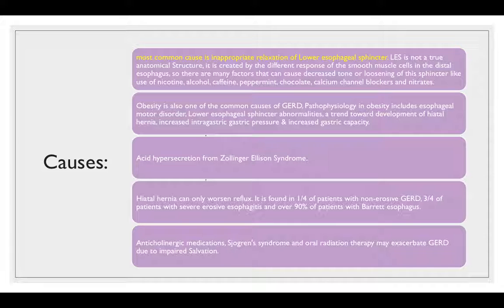Then we have obesity. Obesity is also one of the common causes of GERD. So what is the main pathophysiology behind obesity? If someone is obese, then how is GERD related to that patient? Pathophysiology in obesity includes esophageal motor disorder. So this is all because of the motor disorder, lower esophageal sphincter abnormalities, and a trend toward development of hiatal hernia.